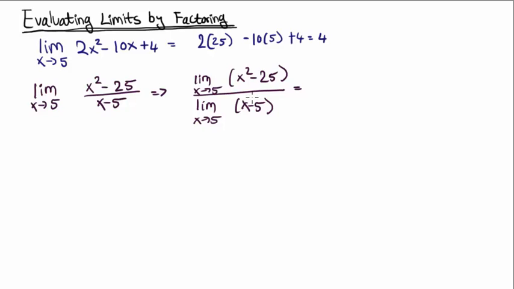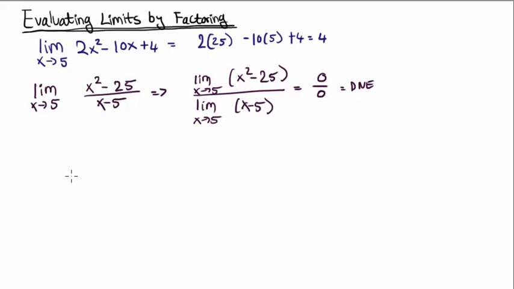Both of these functions individually are really nice functions, right? x squared minus 25 doesn't have any random holes or asymptotes, so I can just plug in 5 and I'll get 25 minus 25, so that'll be 0. On the bottom, I'll get 5 minus 5, so that's 0. But in totality, I can't evaluate this because 0 over 0 is undefined. So does the limit truly not exist?